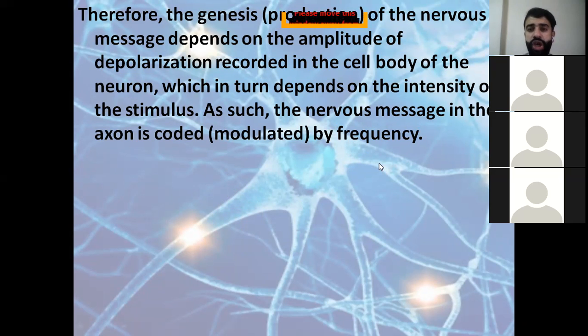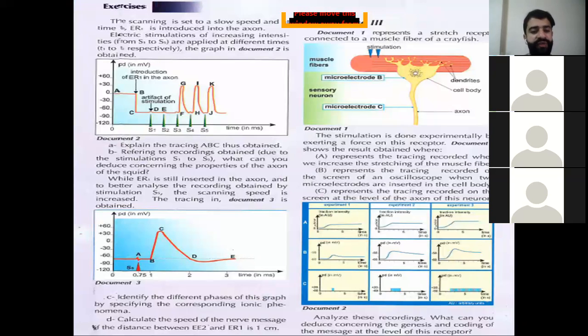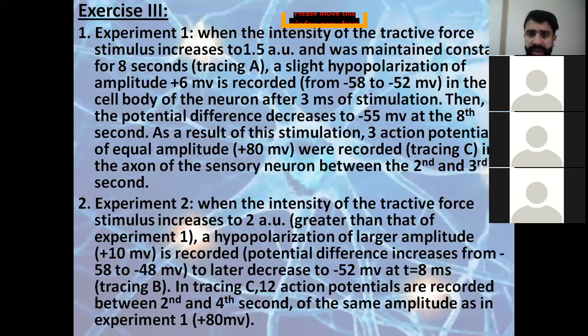So these are exercises 2 and 3. You are almost done. In exercise 2, they show you the effective stimulation and the ineffective, and you have to know the phases of the action potential graph, and what happens during each of the phases: hyperpolarization, depolarization, repolarization. And in exercise 3, you have to know about the effectiveness of the stimulus, and also the relation between the stimulus, the amplitude, and the frequency. And the nervous message is coded by frequency and not by the amplitude, as we studied before.